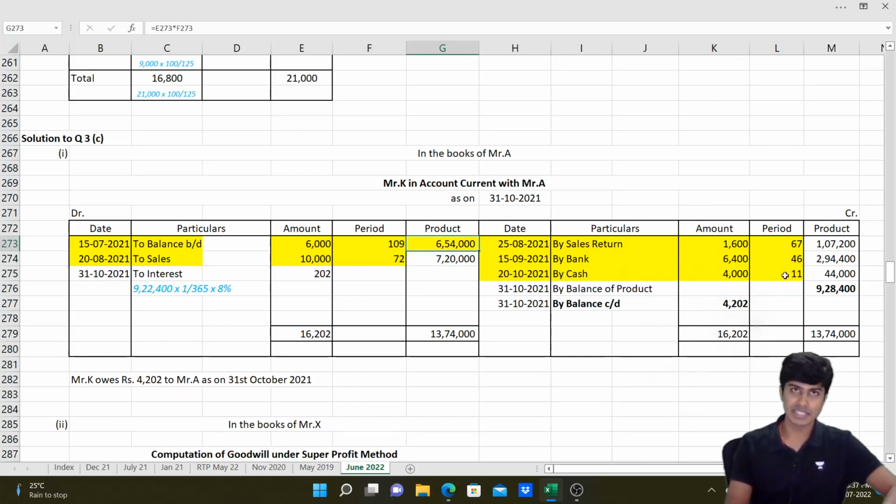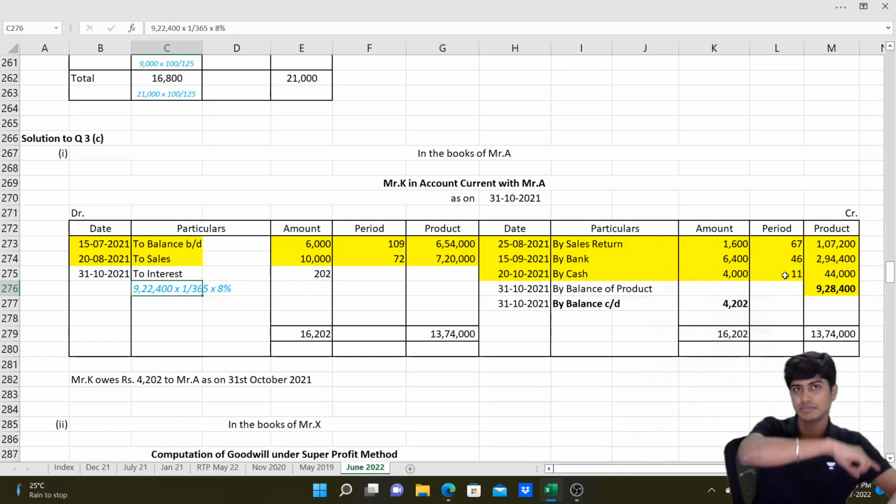Then we'll find the product. 6,000 into 109 is 6,54,000. 10,000 into 72 is 7,20,000. 1,600 into 67 is 1,07,200. 6,400 into 46 is 2,94,400. 4,000 into 11 is 44,000. After writing this, we'll find balancing figure in the product column, which comes to 9,28,400. On this 9,28,400, I'll find the interest on the opposite side. Here, small mistake.